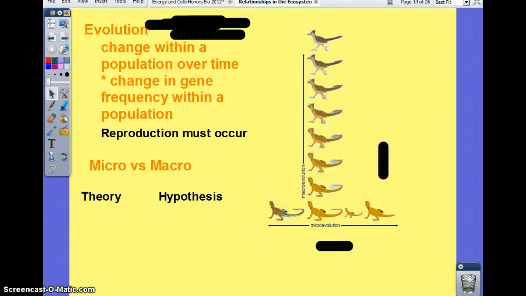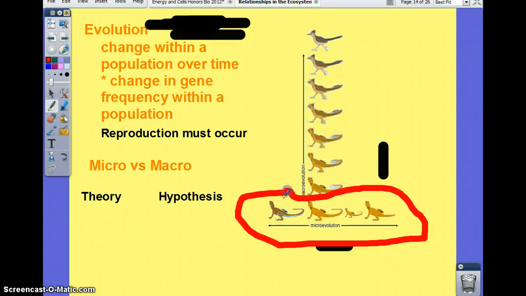Basically, micro is the type of evolution we're going to study in class, which is what scientists have been able to prove does happen. The changes within a species can occur due to some environmental conditions and lead to a variety of traits within a species. For example, here you have color and size variation.